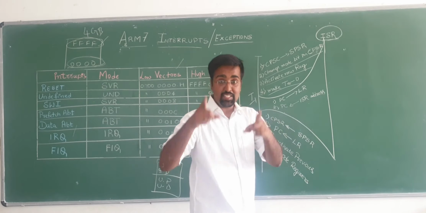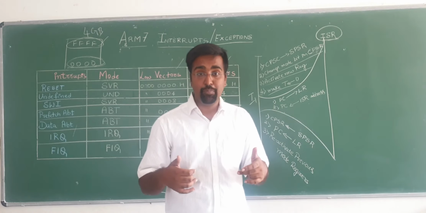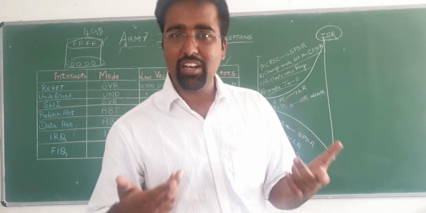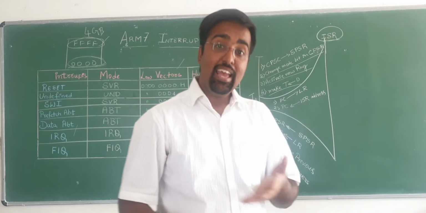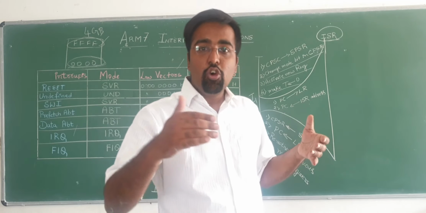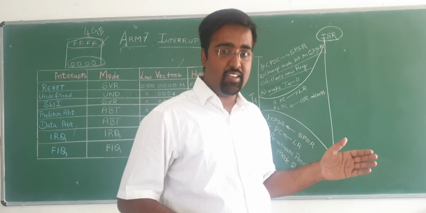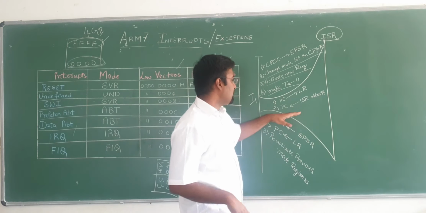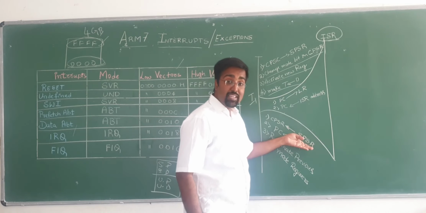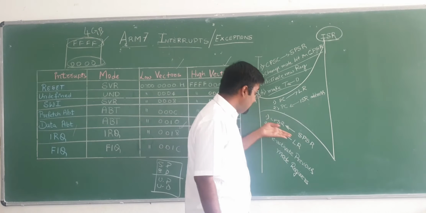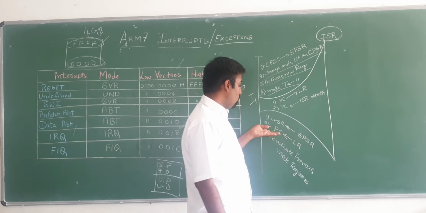As I told you in the register programming model, we knew that PC is stored. Where is the value of PC stored? PC is obviously stored in LR, that is your link register. So after completion of your ISR, while coming back, the content of LR will be stored back to PC. So LR will be copied to PC, and your SPSR will be stored back to your CPSR, and your LR will be stored back to PC.